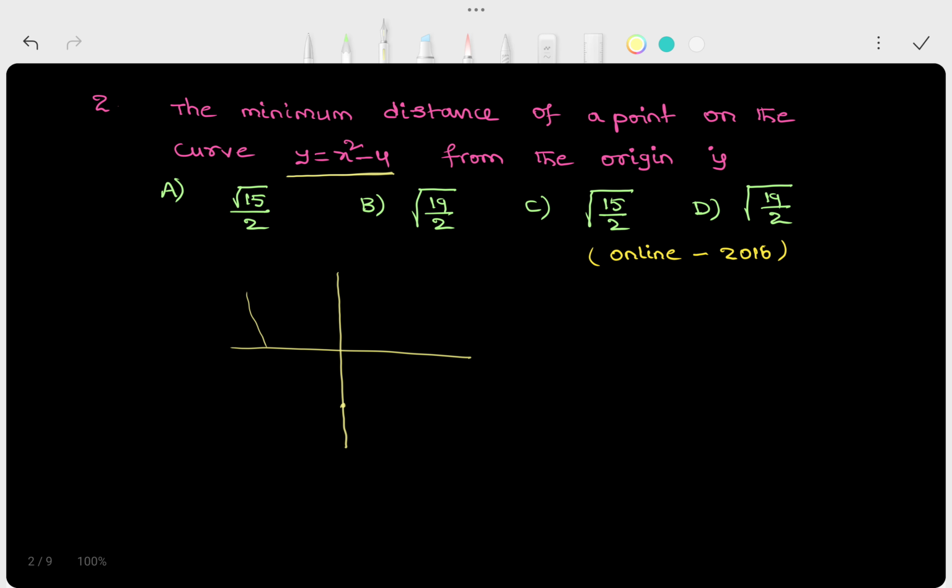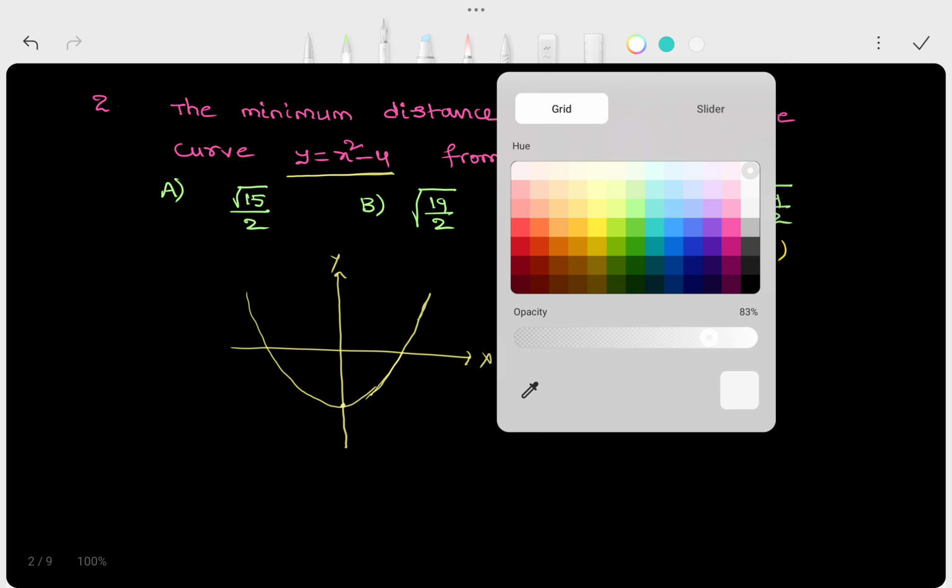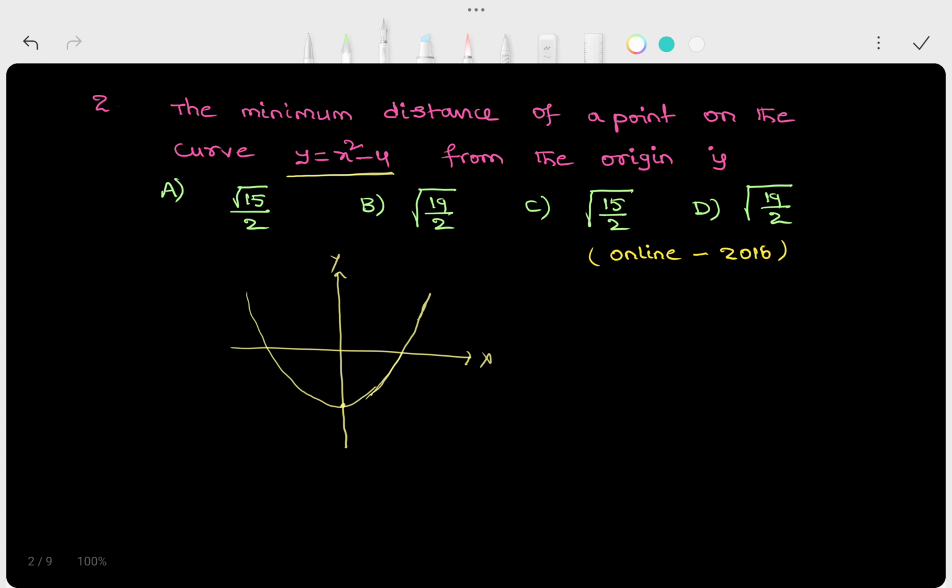Okay, I hope everyone is clear. Now this is the x-axis and this is the y-axis. The question is, what is the minimum distance of a point on the curve? Let us take one point on this curve, anywhere you like. So P equals, if you write x equals t, then y equals t square minus 4.